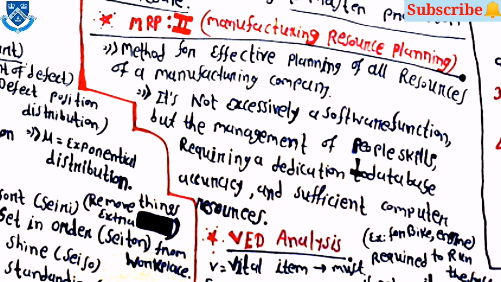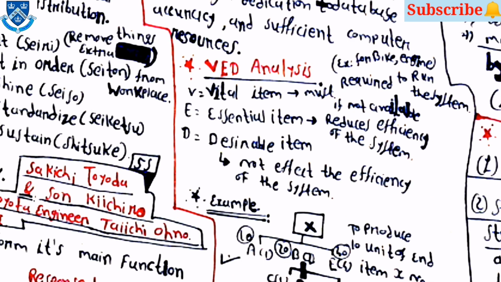And in MRP2, the manufacturing resource planning is there. It is a method for effective planning of all the resources of the manufacturing company, and it's not exclusively a software function but the management of people skills, requiring a dedication to database accuracy and sufficient computer resources. VED analysis is there. V stands for vital item, E stands for essential item, and D stands for desirable item.